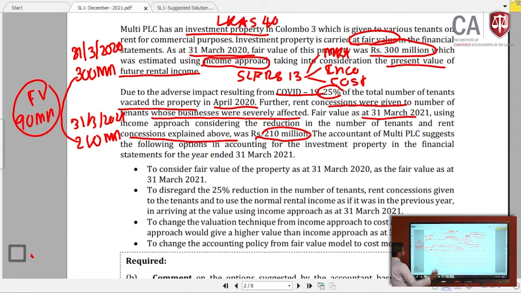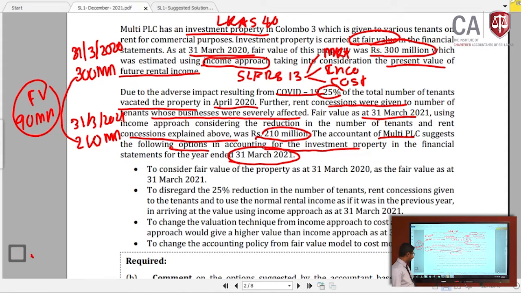Normally, if it is a fair value method, you have to charge the fair value loss to P&L when it comes to investment property. The accountant of Multi PLC suggests the following options in accounting for investment property in the financial statements for the year ended 31st March 2021. Now they are suggesting accounting treatment. So let's say sometimes we have creative accountants, and he has suggested some accounting treatment.